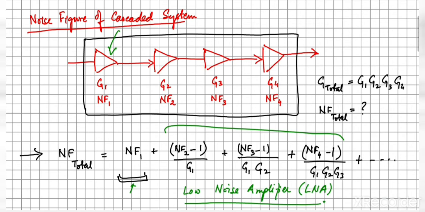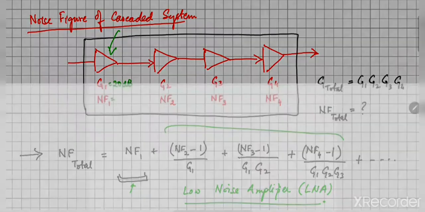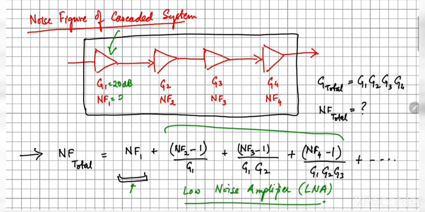Before we proceed further, I would like you to please try and work out an example with some selected values of G1, G2, and G3, and to see how the overall noise figure of the system can be computed. To give you an example, let's say I would write G1 is equal to 20 dB, and the noise figure 1 is 2 dB, for instance.